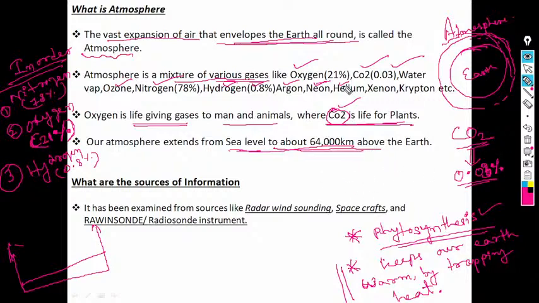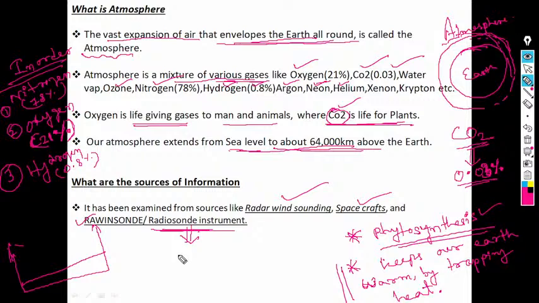Next, what are the sources of information, how did we come to know about the atmosphere? From analysis and experiments, it has been examined through sources like radar, wind sounding, spacecraft, and the radio zone instrument, which is also called the rain zone instrument.